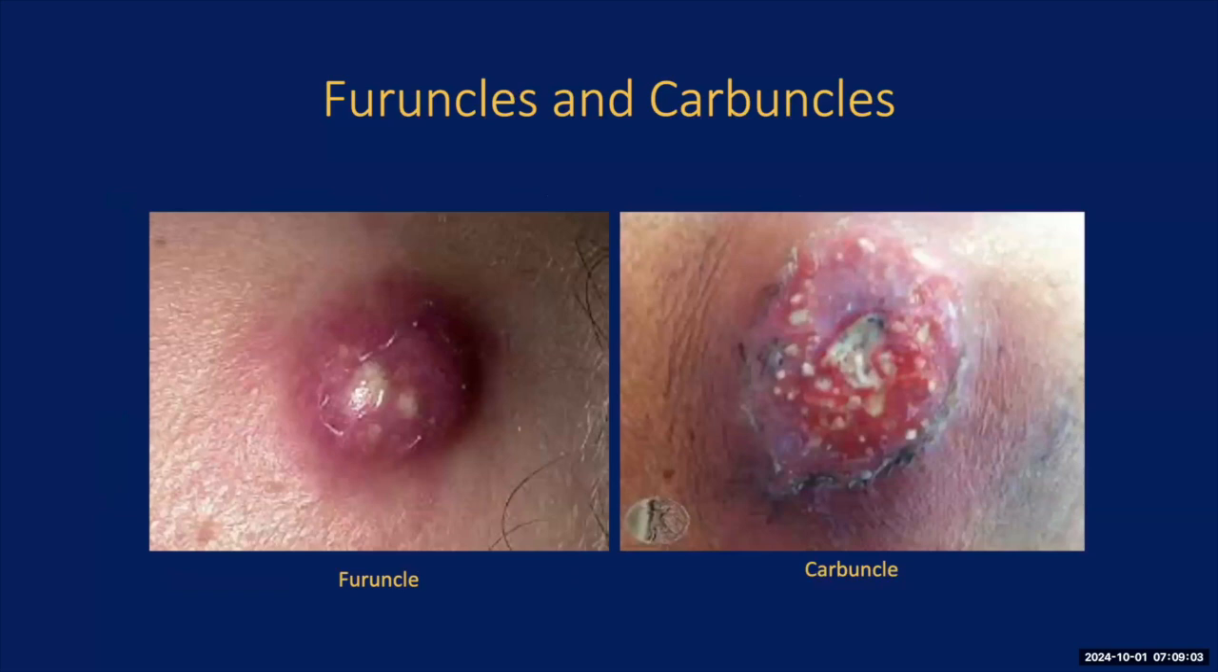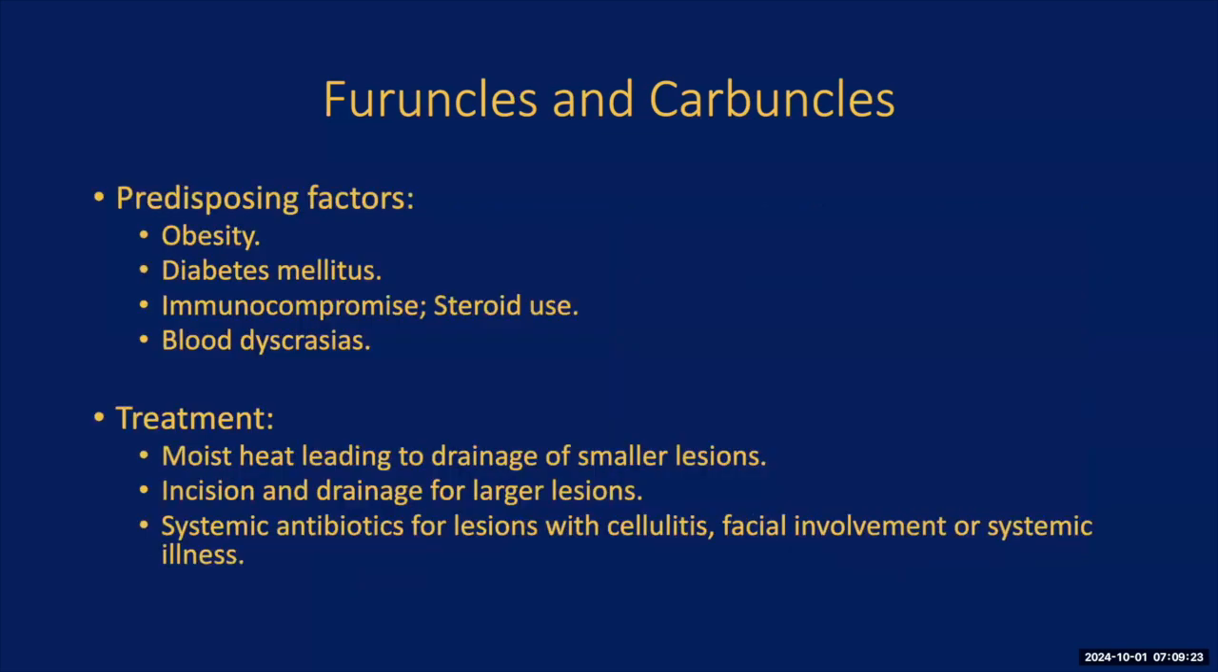So here's an example of each of them. On the left side of your screen, you see a furuncle, whereas on the right side, you see a carbuncle, where you can see multiple pinpoint areas of pus, essentially a collection of multiple furuncles. The predisposing factors are very similar to those described at the start of this presentation: obesity, diabetes, immunocompromise, whether from some underlying condition or immunocompromising medications, blood dyscrasias, etc.